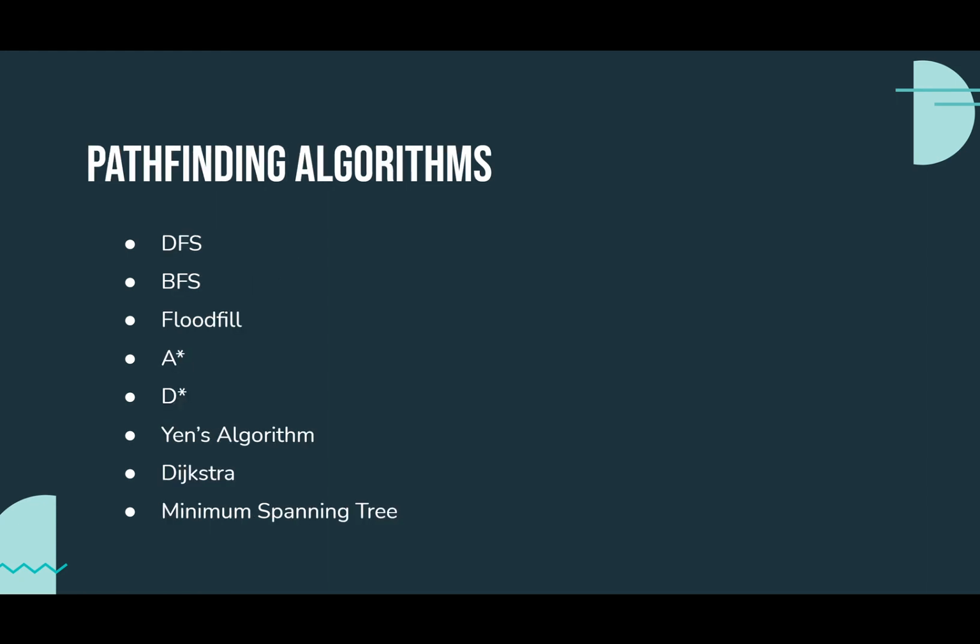Next, we're going to have our pathfinding algorithms, and these are really important since it's going to cover mostly trees. So we're going to have depth first search, breadth first search, flood fill, A*, D*, Yen's algorithm, Dijkstra, and the minimum spanning tree. And these algorithms are pathfinding algorithms that you can use when you're trying to find a path from one node to the other, and are really helpful.